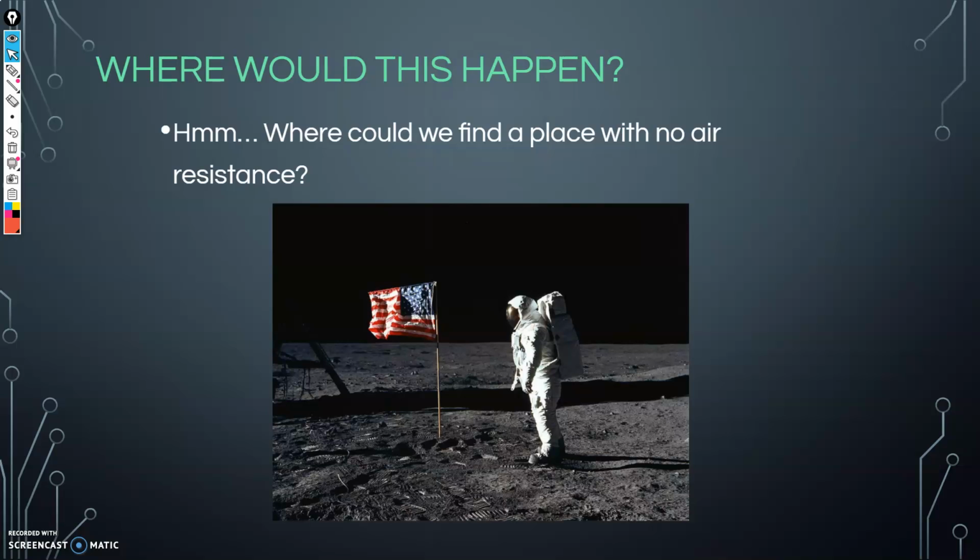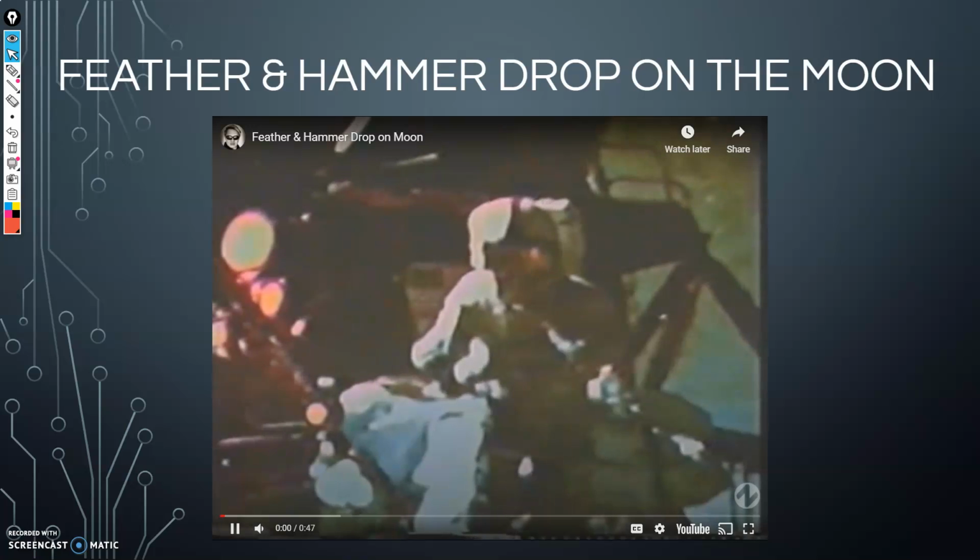And that's exactly what they did on one of the early Apollo missions. They didn't take an elephant with them, but they did take a hammer and a feather, and watch this.